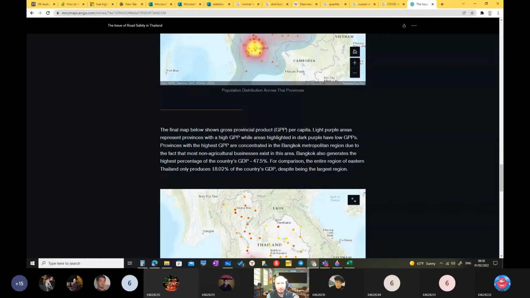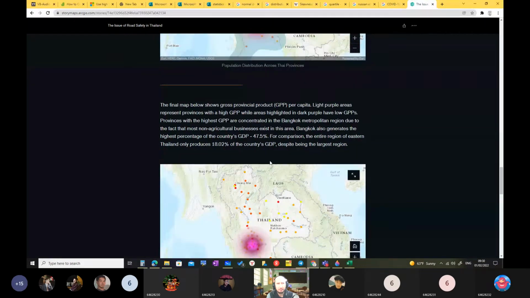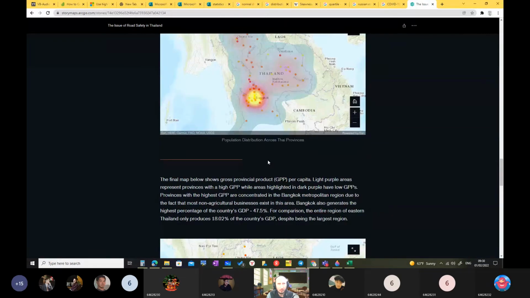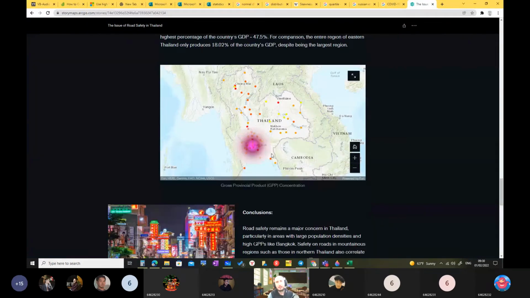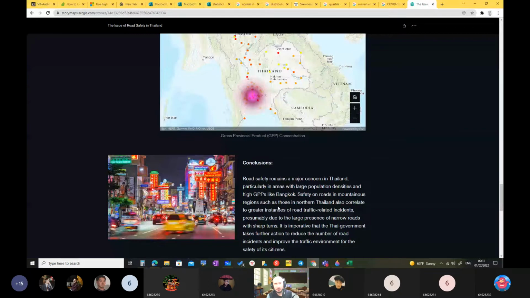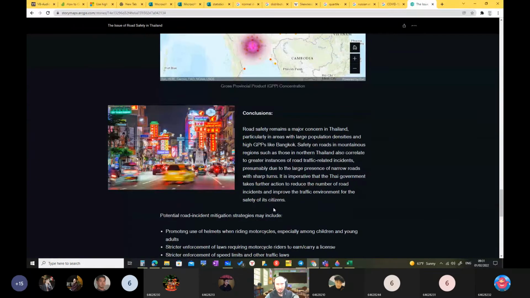In Bangkok, people have more money. So if you have more money, you will buy a car, right? But if you have less money, maybe you are on a motorbike. So, conclusion: road safety is a major concern in Thailand. Safety on roads in mountainous regions such as those in northeastern Thailand also correlates with greater instances of traffic.